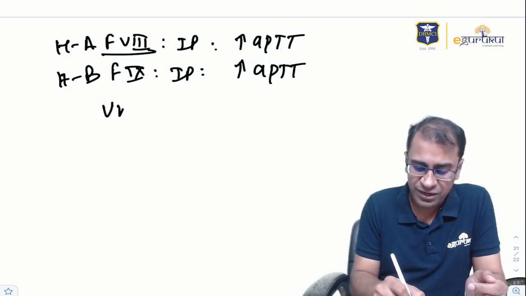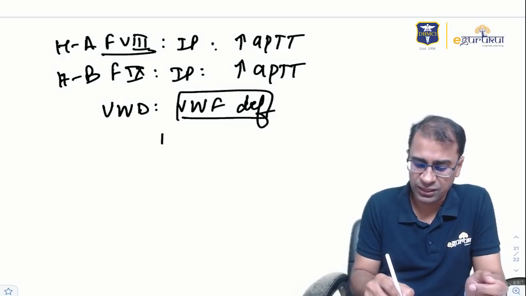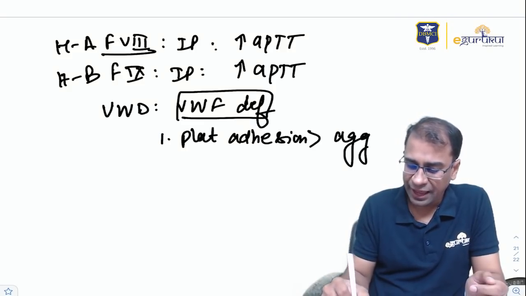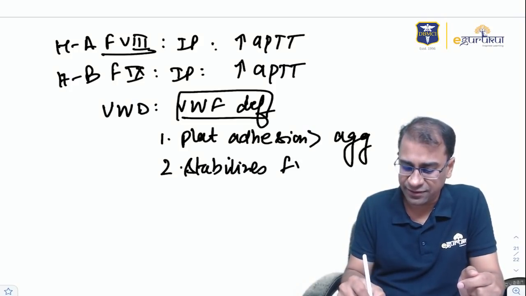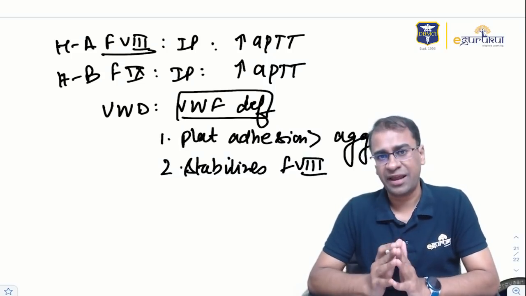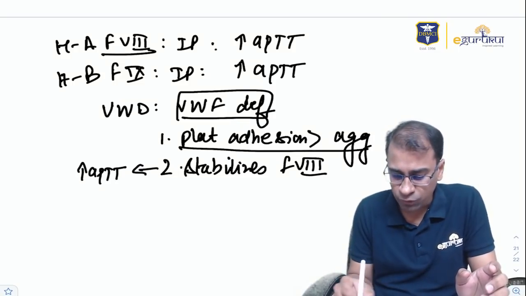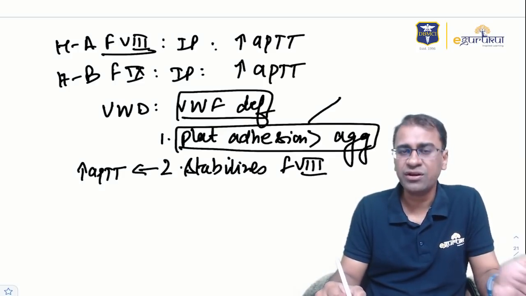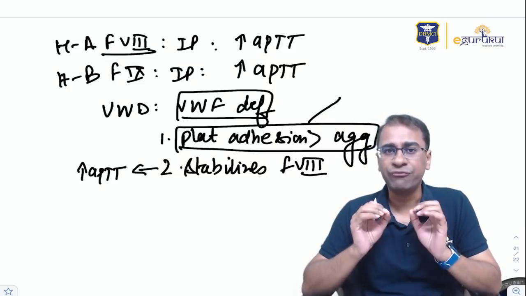If you look at the VWD, it will have VWF deficiency. Now remember, VWF has two functions. Number one, platelet adhesion, more than aggregation. And the second function it also has, it stabilizes the factor 8. Because it stabilizes factor 8, you must notice one thing: it will have increase in the APTT also. And because of these defects, they'll have a tourniquet test positive, and they will have a bleeding time also getting prolonged. And hence the answer to this question will become VWD.